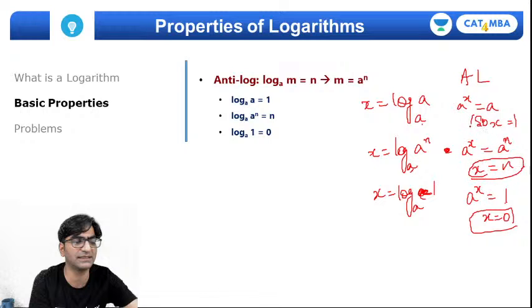ये तीन properties है. When is the logarithm equal to 1? When radicand is equal to the base. When is the logarithm equal to 0? When the radicand is 1. When is the logarithm equal to n? When the radicand is a power n, right? So you should know how to use the antilog property.